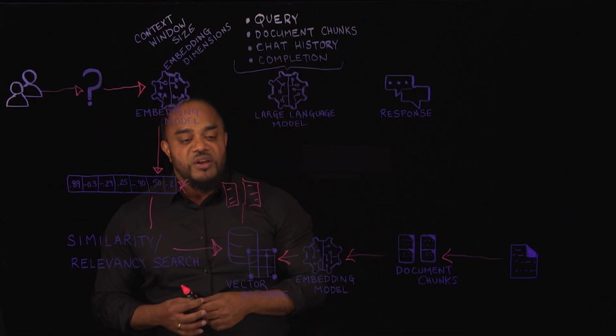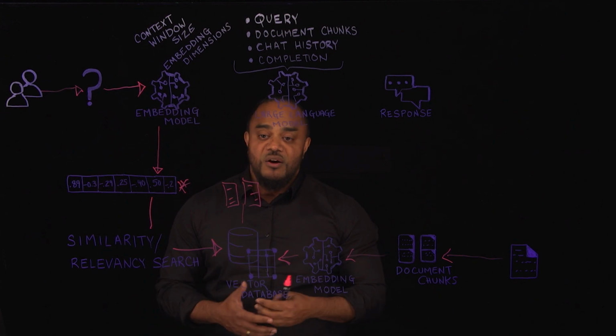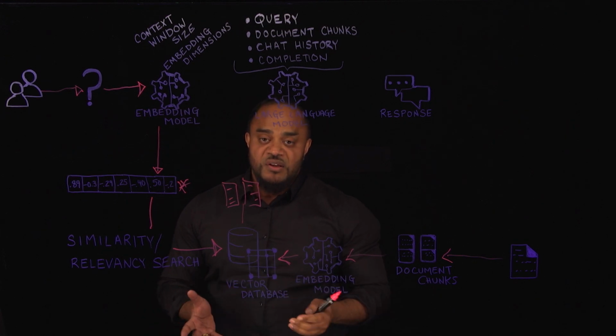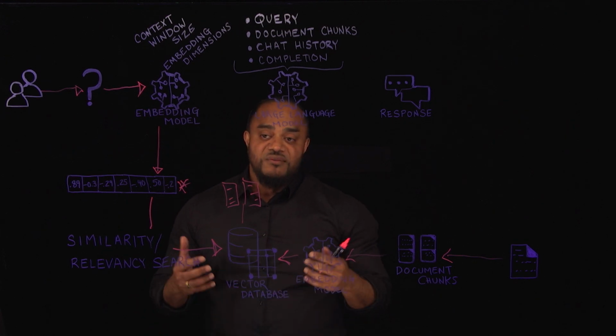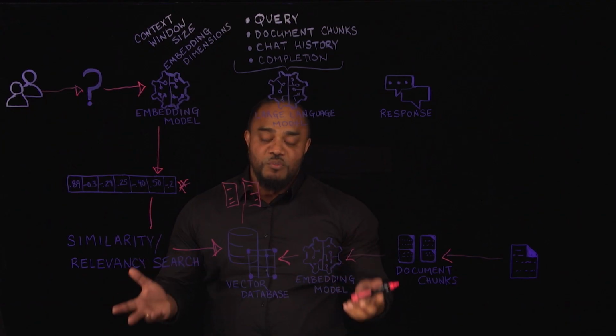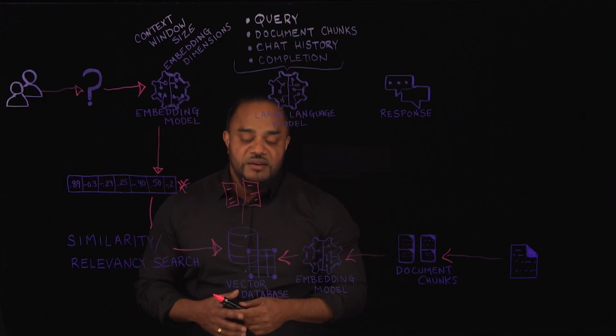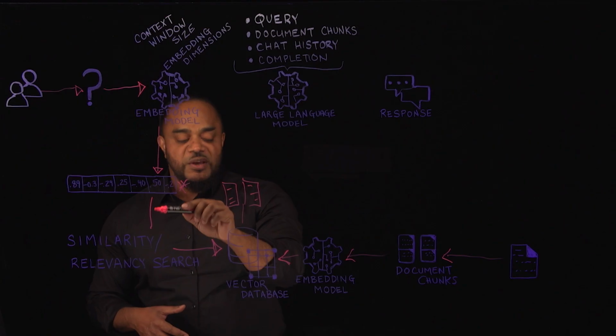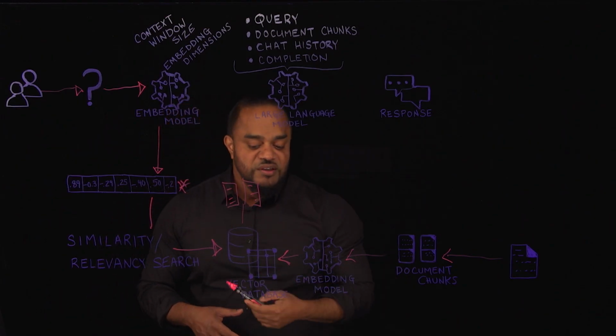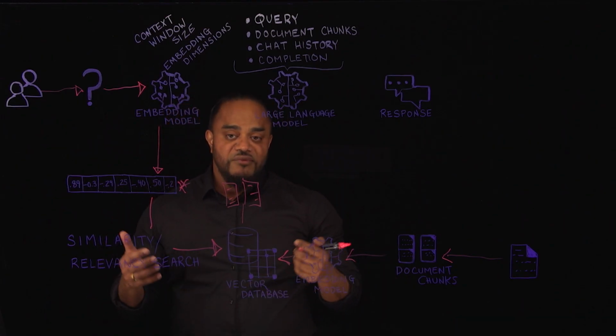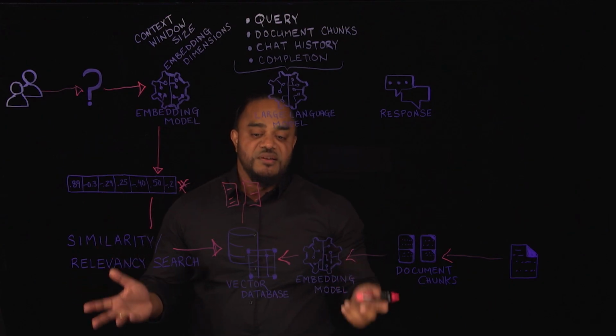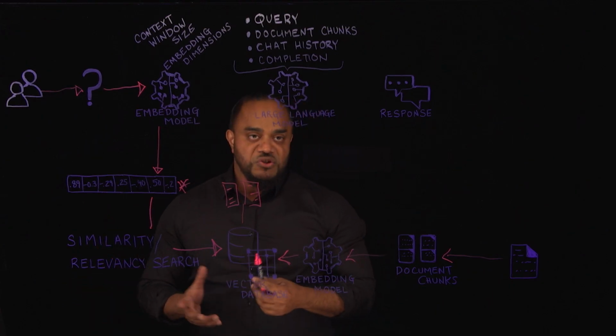So in Amazon Bedrock, we offer the Titan text embedding model, which has a dimensionality of 1,536 floating point vectors. Essentially, whether your query or document chunks are passed through that model, they'll be turned into a vector array of 1,536 floating point dimensions.